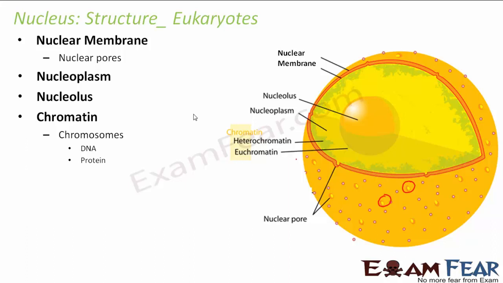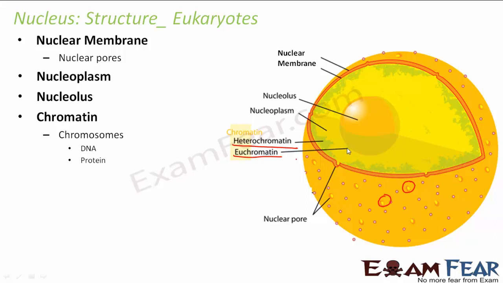Okay, so here you can see there are two types of chromatin displayed. One is heterochromatin and one is euchromatin. Heterochromatin are the chromatins which are in green color. Heterochromatin are the ones which are towards the nuclear membrane. That means the chromatin with thread-like structures towards the nuclear membrane are known as heterochromatin. And euchromatin are the chromatin which are towards the nucleolus.